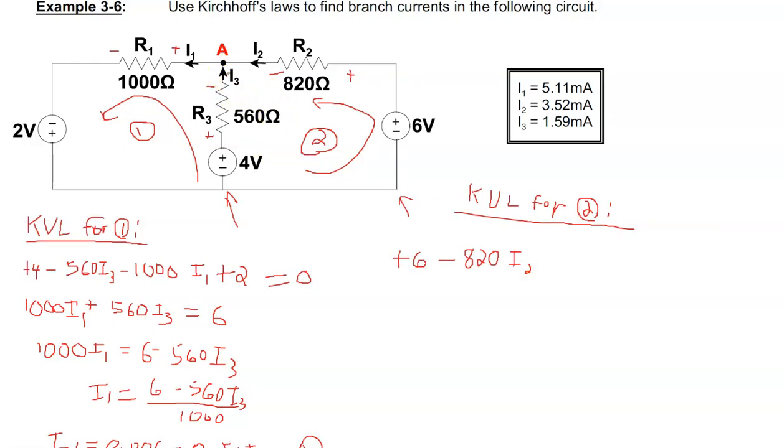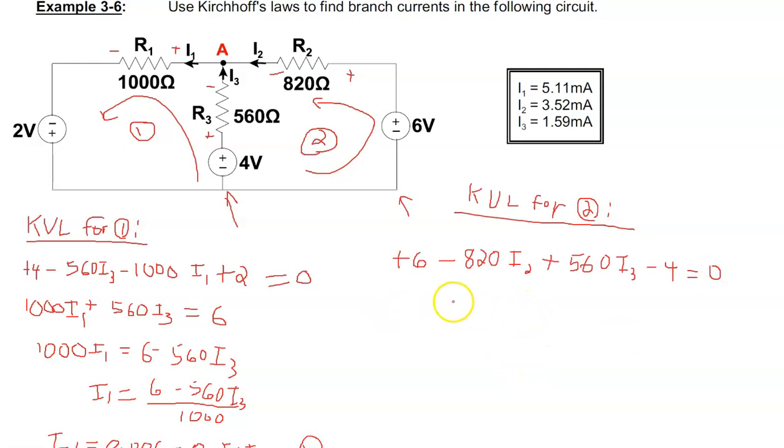Now, when we come to I3 here, we're going down, and it's from a negative to a positive. So the polarity is very important here. That's a rise in potential, so plus 560 times I3. Now, for the 4-volt source, again, from a positive to a negative is a drop in potential. So subtract 4. Now we've completed the loop, and so equals 0.